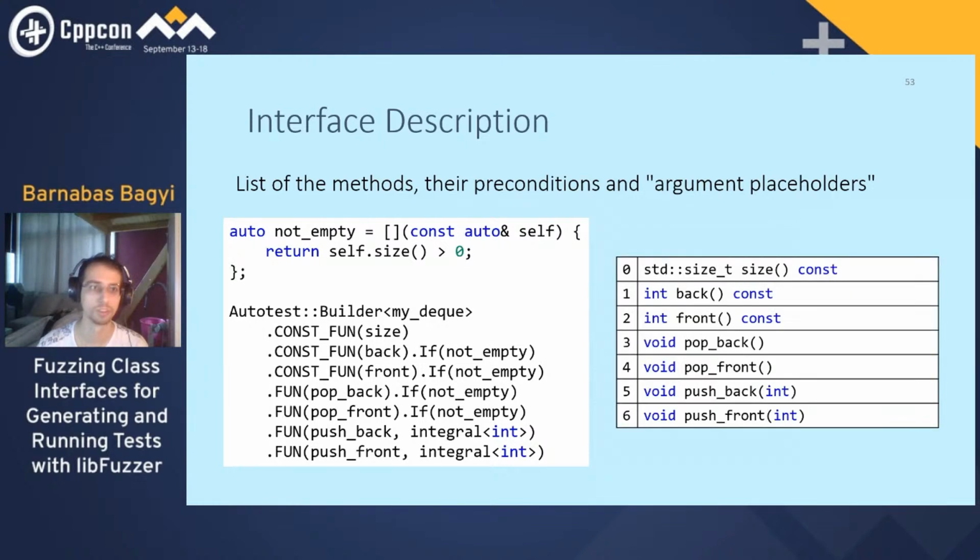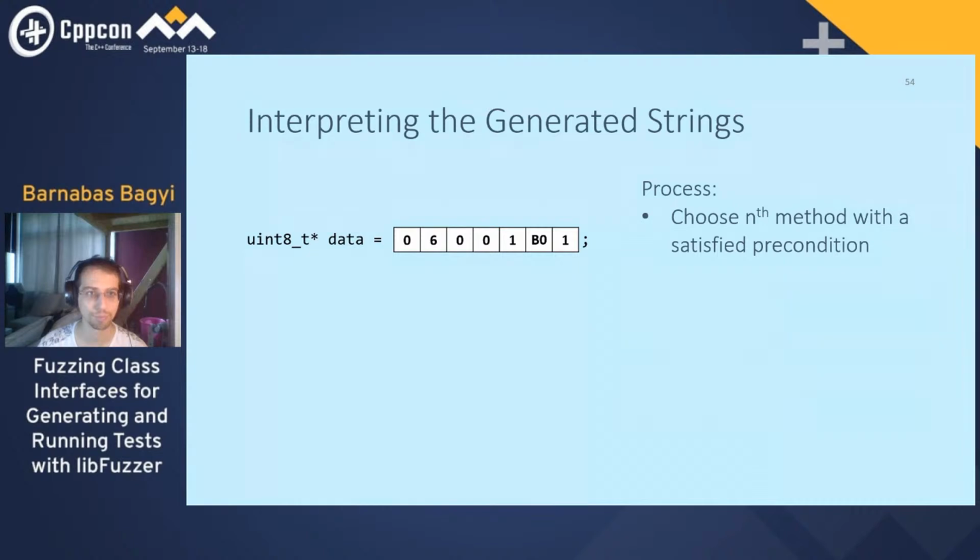Now we can move on to the next part, the interpretation part, with the generated table on the right. What this table does is that it maps integers to the methods of the class. And this is very important for us, right?